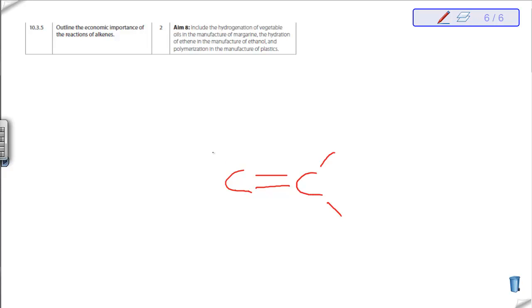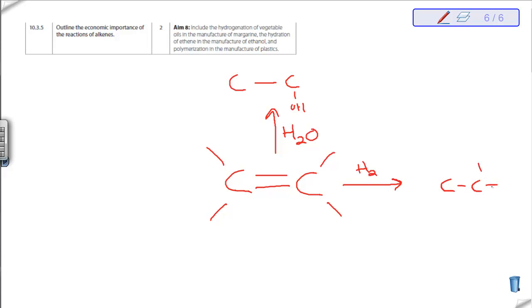And remember, in all of those steps, what we had is an addition across the bond. So in hydration, remember, we added water, and that created a 2-carbon alcohol, ethanol, for example. When we added hydrogen, we call that hydrogenation. That makes an alkane. Hydrogen added across the bond.